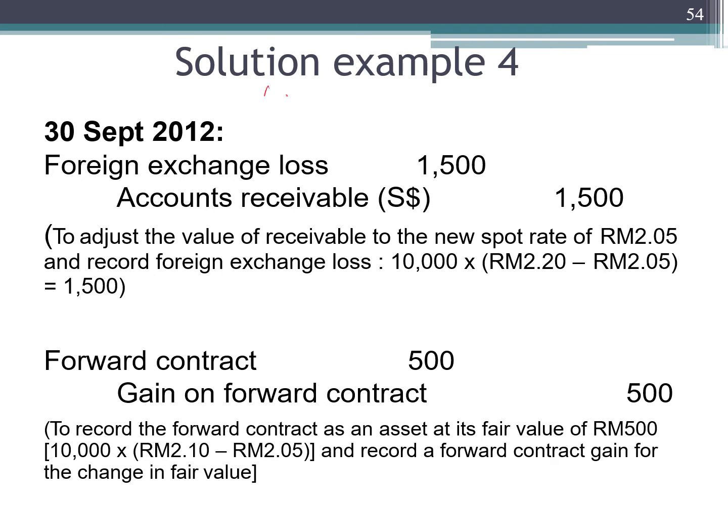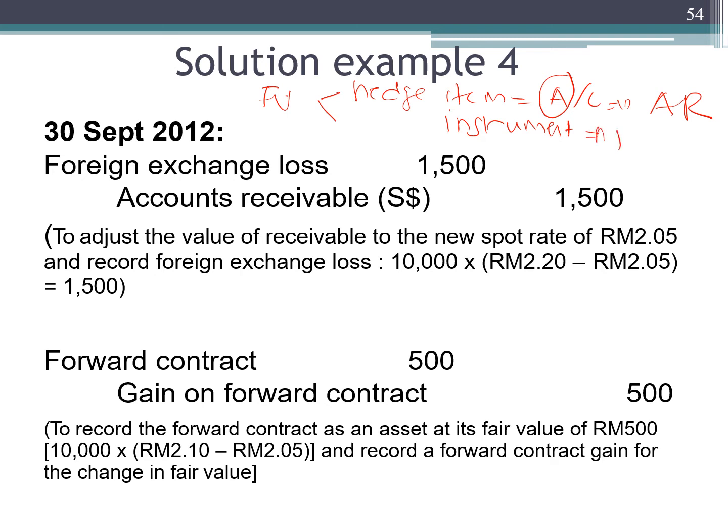Because for the fair value hedge, we need to prepare two journal entries. One is for the hedged item, and the other one is for the hedging instrument. Your hedged item here is your asset or liability. In this case, it's your asset because you have your accounts receivable here. And the hedging instrument here is the forward contract. When it comes to 30th of September, the rate becomes 2 ringgit and 5 cents.